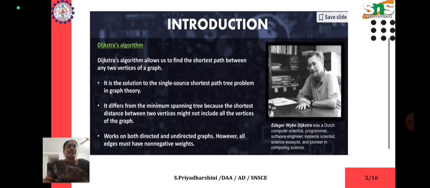So let's see what is Dijkstra algorithm. The algorithm maintains a set of visited vertices and a set of unvisited vertices. It starts at the source vertex and iteratively selects the unvisited vertex with the smallest tentative distance from the source. It then visits the neighbor of this vertex and updates the tentative distances if a shorter path is found. This process continues until the destination vertex is reached or all the reachable vertices have been visited. So this is the main thing of Dijkstra's algorithm.